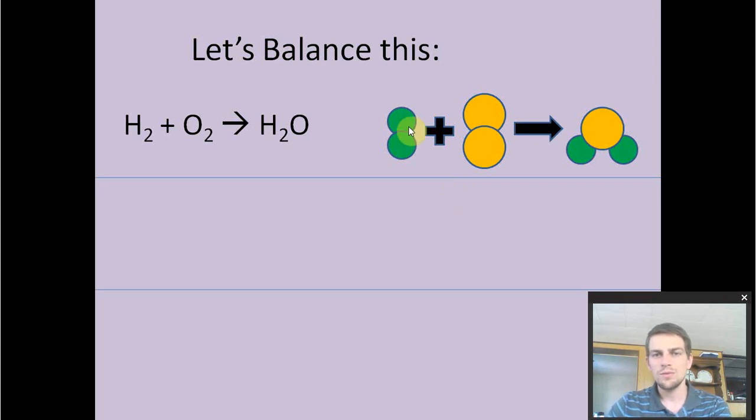We have 2 hydrogens on the left and 2 hydrogens on the right. That makes sense, it works out. But when we look at the yellow oxygens, we have 2 on the left but only 1 on the right. And that's going to be a problem because we want it to be balanced.